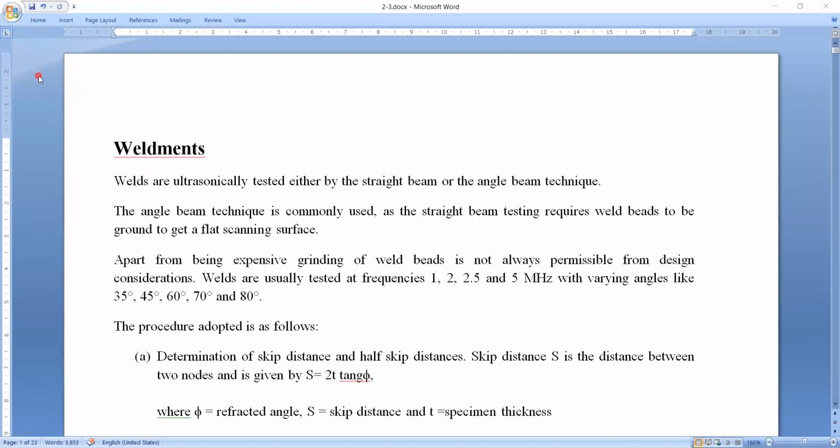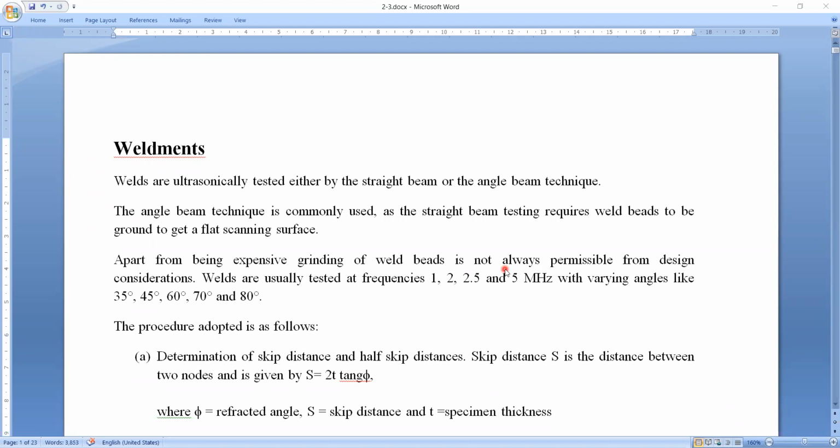Only 40 members. Okay, we will start. Let me start now. Weldments. How to conduct the ultrasonic testing for testing the defects in weldments. You know, weldments. Okay, weld beds are there. Okay, how to test those weld beds and what kind of procedure we have to follow for testing the weld beds. So now we see.